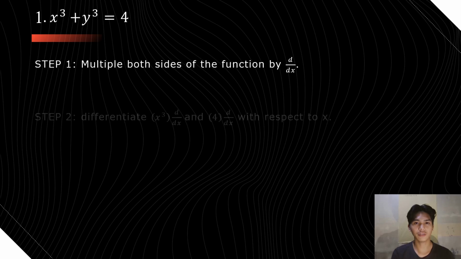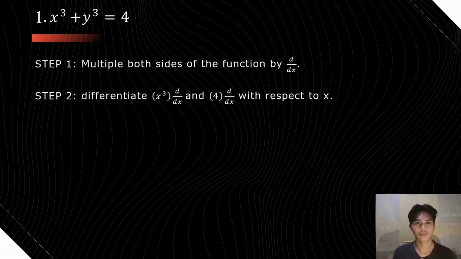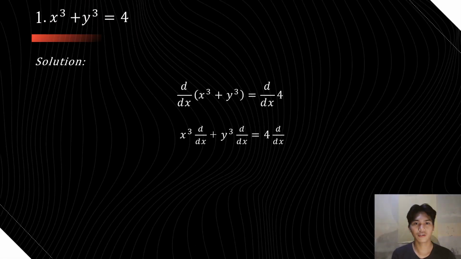Then in our step 2, we differentiate d over dx of x cubed and d over dx of 4 with respect to x. To differentiate the problem, we will use the chain rule. The derivative of x cubed is 3x squared, plus d over dx of y cubed, is equal to the derivative of 4, which is 0 because it's a constant.